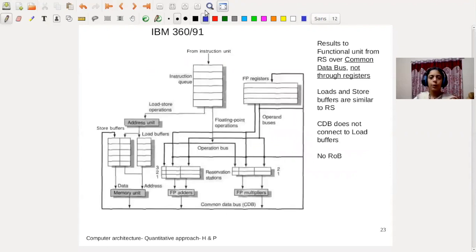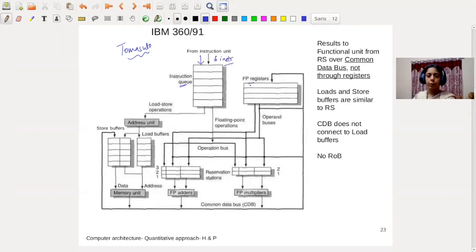So this is the structure of the old IBM 360/91 machine. This is called the Tomasulo machine, named after the person who invented the algorithm. So it has the instruction queue. The instruction fetch is happening here, and it's going to be put in this queue. There are 6 instructions that can go into the queue at a time.